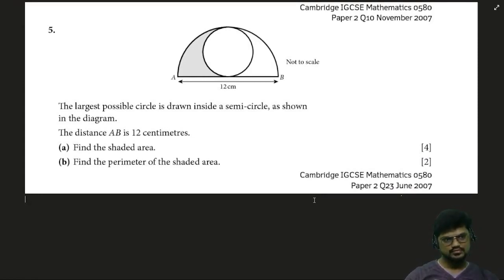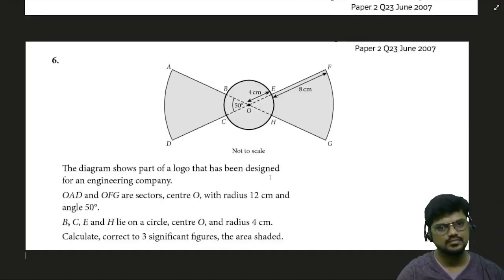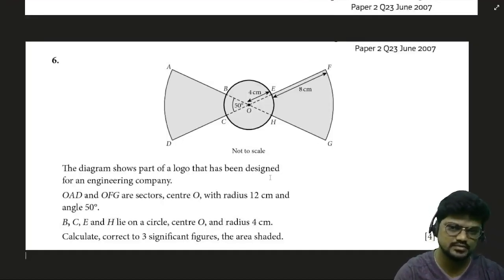First, we'll find the area of the semicircle, then the area of this circle, and then subtract it and divide it by 2. Perfect. Very good. Ashmi, understood? Yeah. Okay. The whole part is shaded.